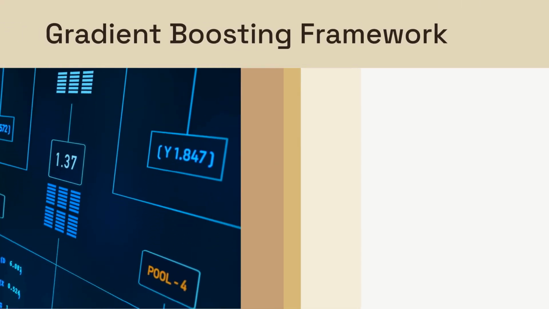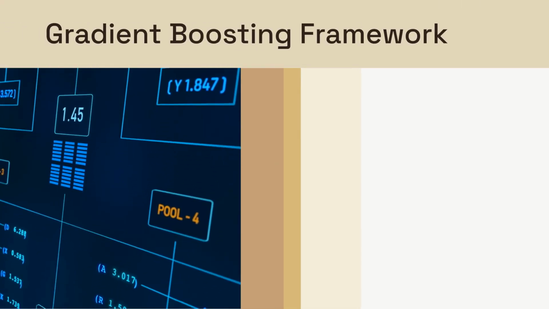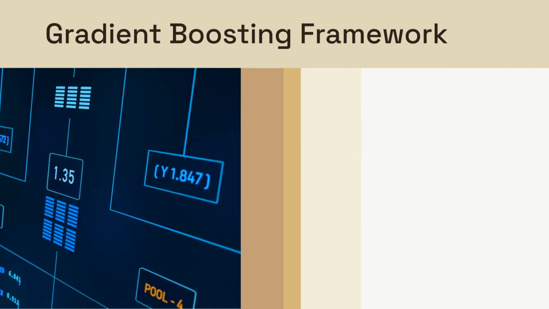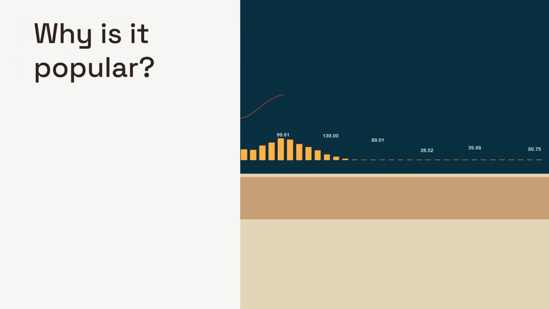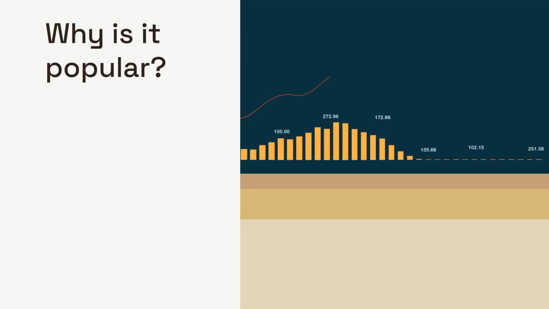XGBoost, short for Extreme Gradient Boosting, is an open-source library that provides an efficient and effective implementation of the gradient boosting machine learning algorithm. Its popularity stems from its exceptional performance in various machine learning tasks, particularly in structured data prediction problems. It's often the algorithm of choice for winning solutions in data science competitions.